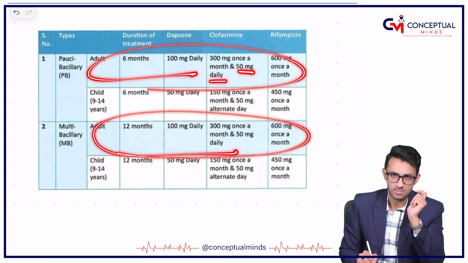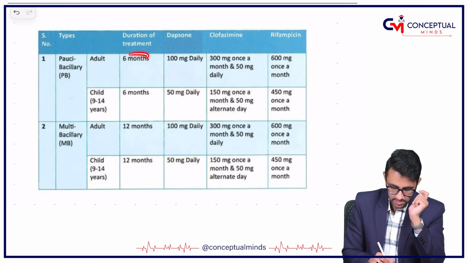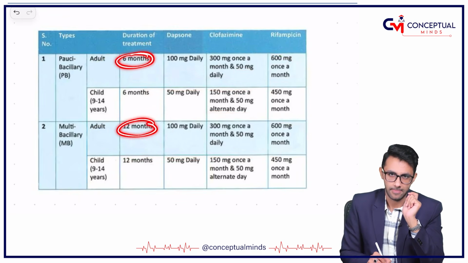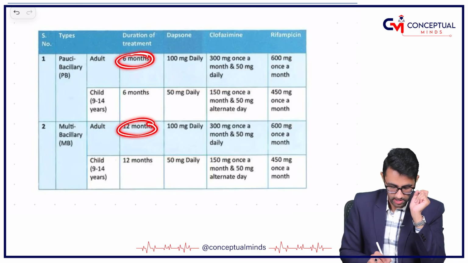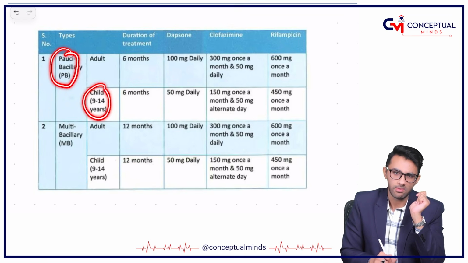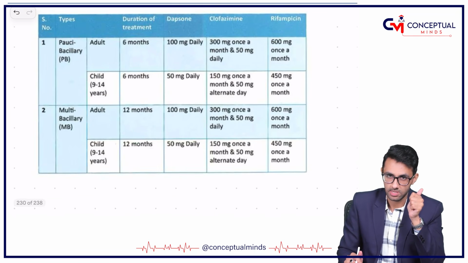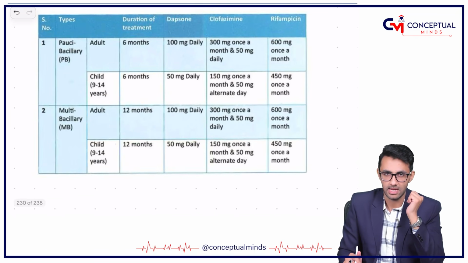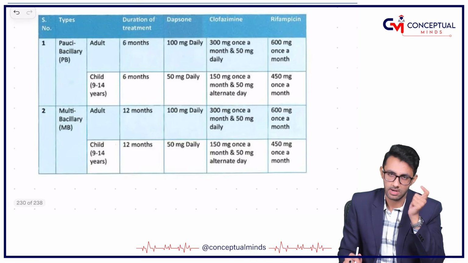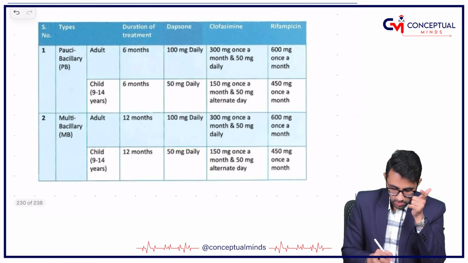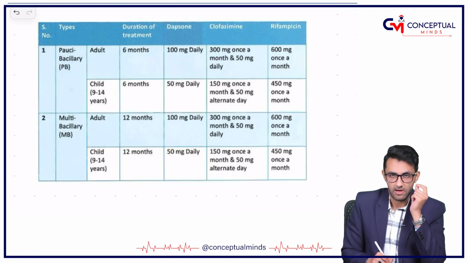If you remember this, it is the same. Simple. The difference is the duration. Only the difference is about the duration. Okay, fine. Now if I have paucibacillary children from 9 to 14, we have to alter the medication, because children cannot withstand such high doses, but the drugs remain the same.